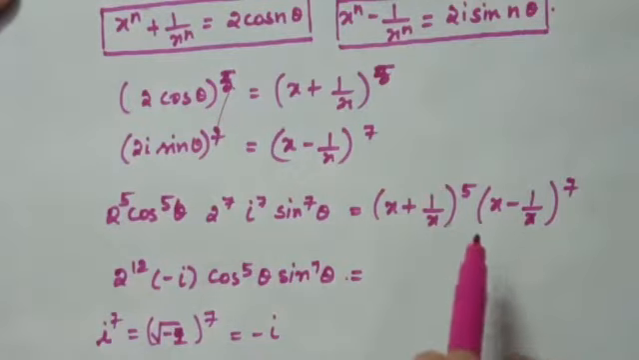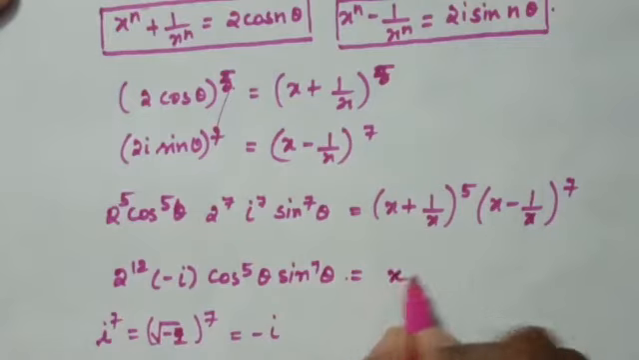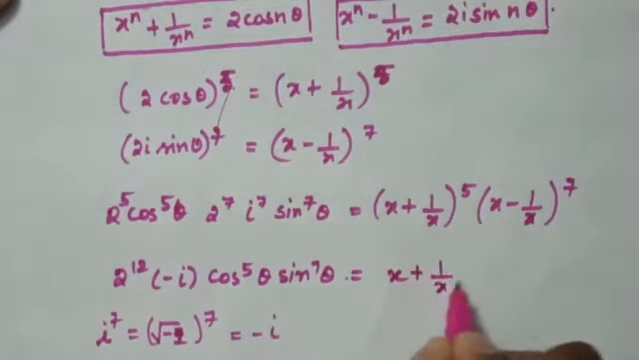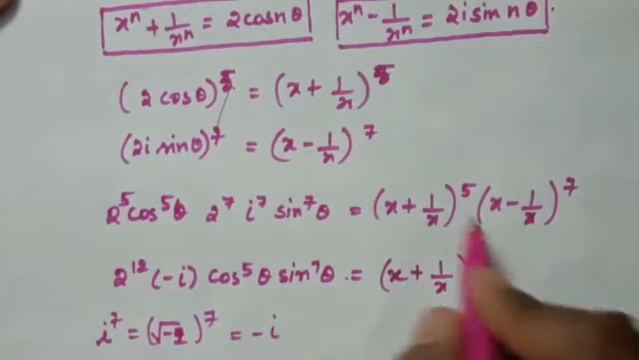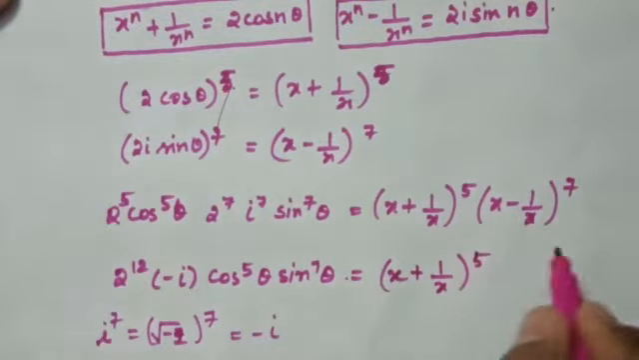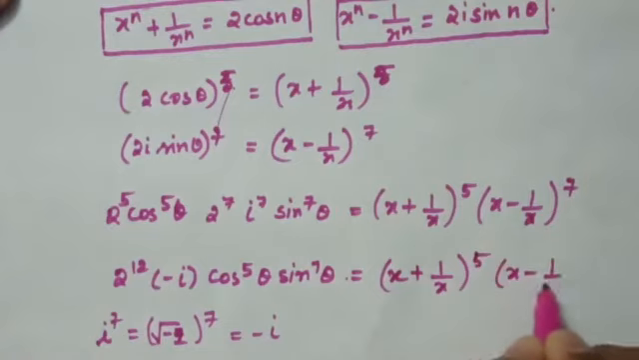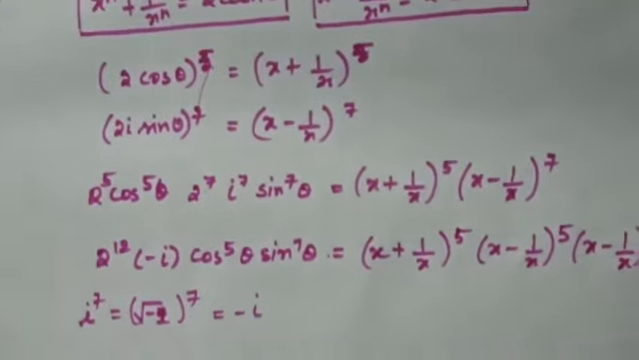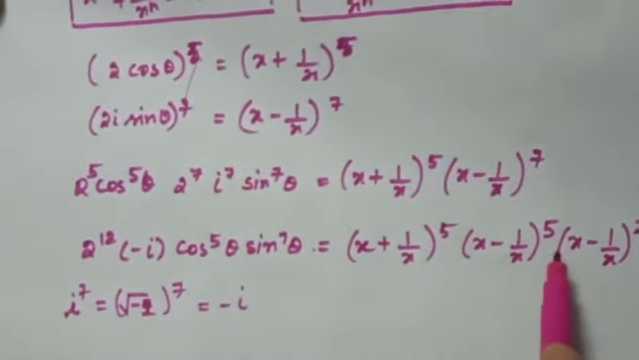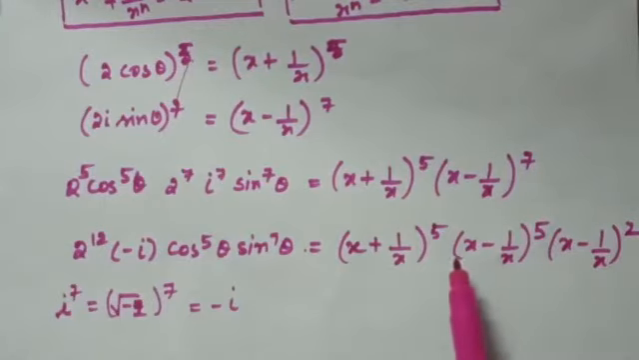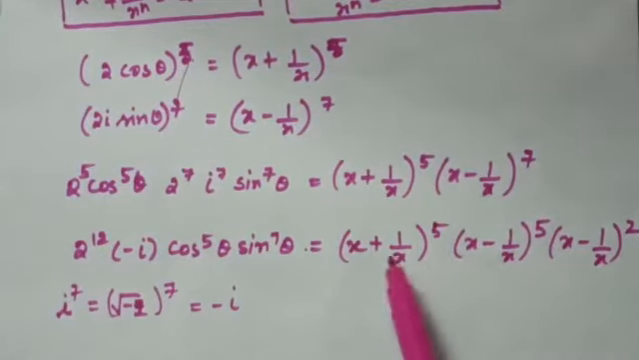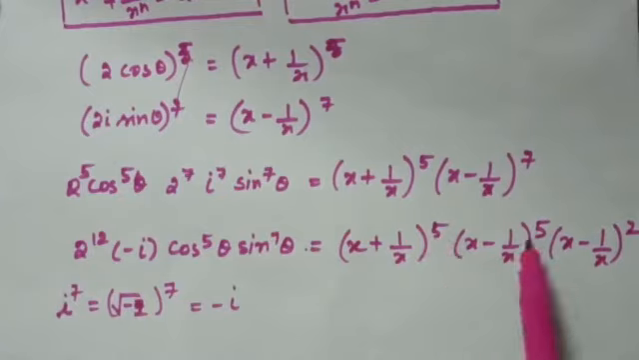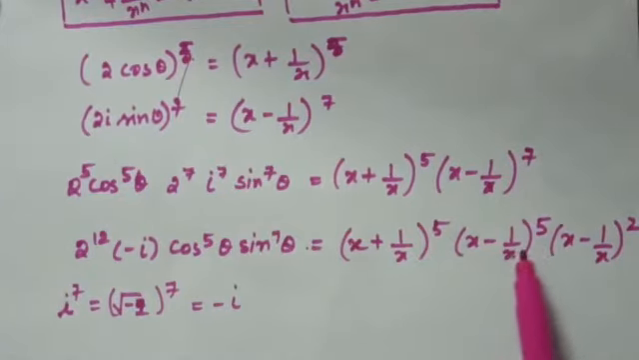So if you have to solve this by trigonometrical methods, we have the formula. This can be split as (x plus 1 by x) the whole power 5, (x minus 1 by x) the whole power 5 into (x minus 1 by x) the whole square. So here we can apply the a minus b the whole squared formula, and we can club these two terms, as they have the same power.